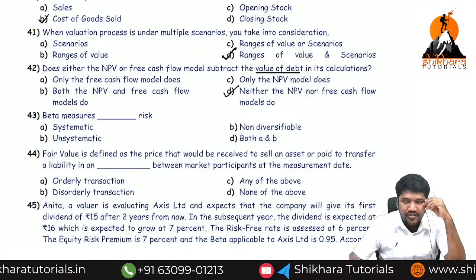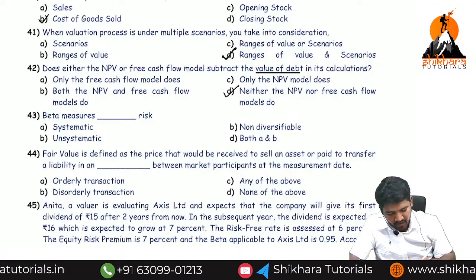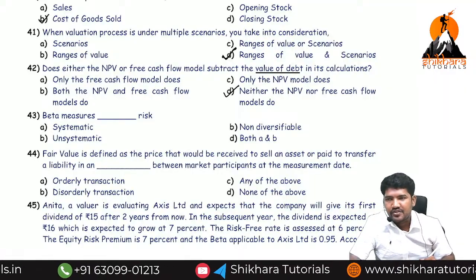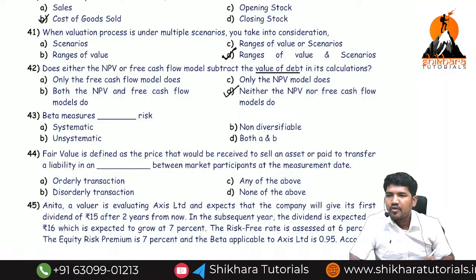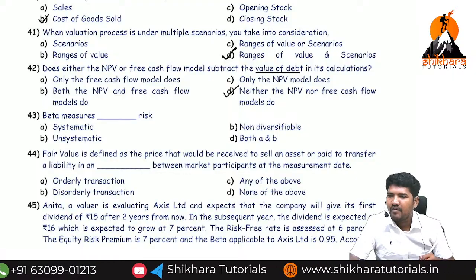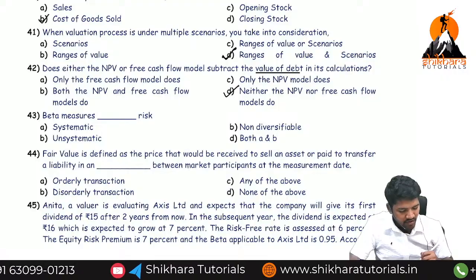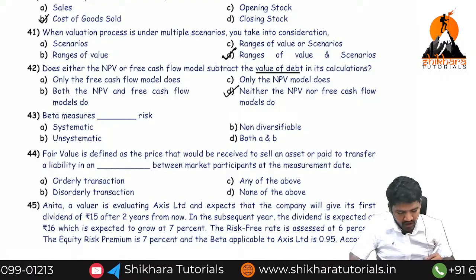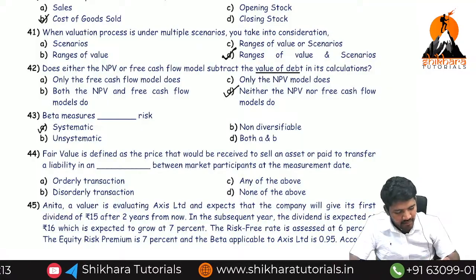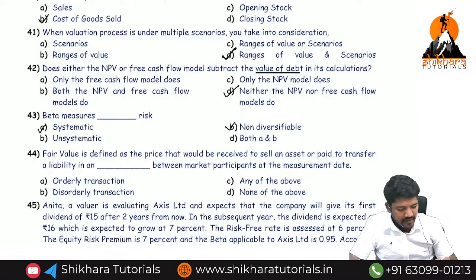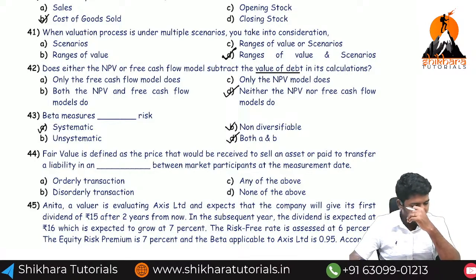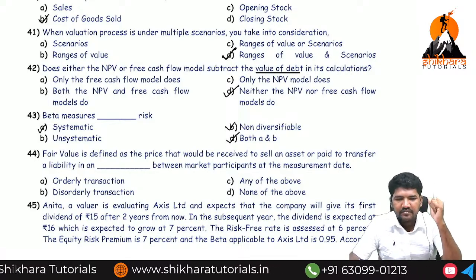Next, MCQ number 43. Beta measures dash risk. Systematic only. Sometimes they will give systematic and unavoidable risk; that time you have to choose both. Here they provided systematic and unsystematic. Oh yeah, non-diversifiable is given. So options A and B both are correct. Both A and B is the right one.